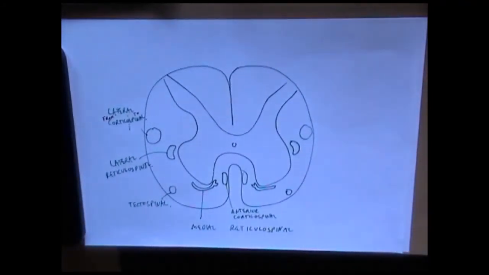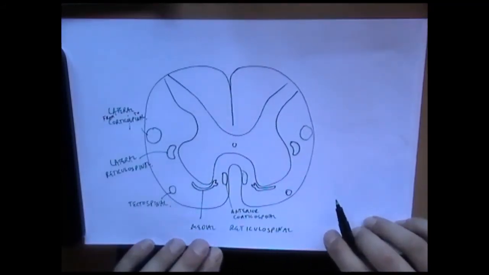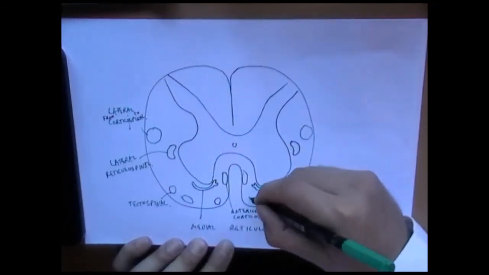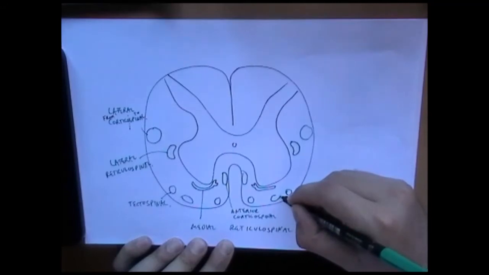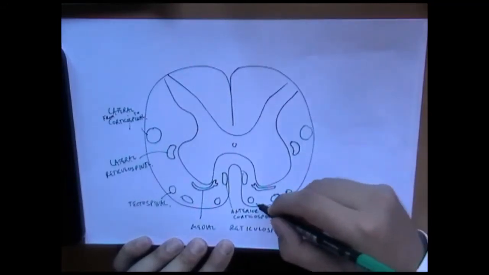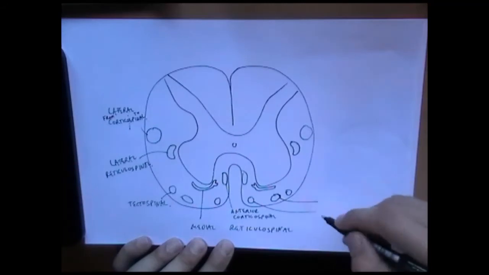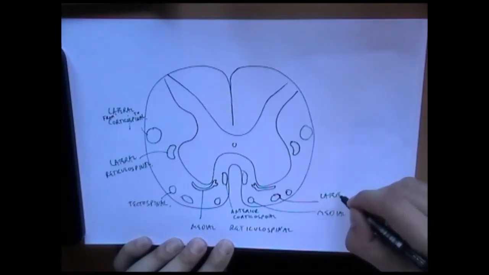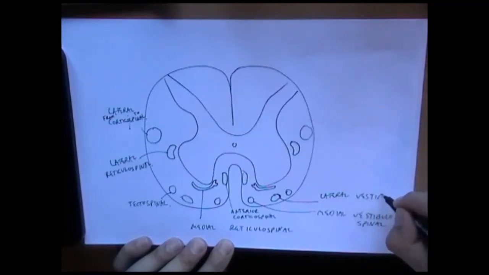And going on to the next one, the second last one, it's the vestibulospinal tracts, and they are divided into lateral and medial. So here's the lateral, here's medial, lateral, medial. So let's just make the headings over here. So that will be medial vestibulospinal and lateral vestibulospinal.